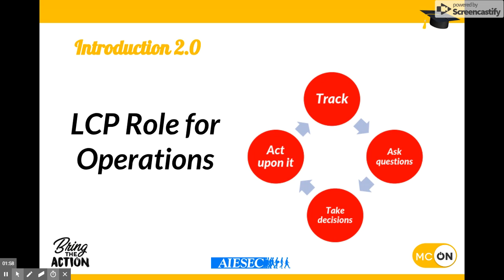Then the second step is to start asking questions. You need to, through these questions, try to understand what is the bottleneck that the operation is having, and what is that thing that is stopping the operation. Then, based on these questions, you need to take decisions. You need to see what are the things that you are going to change or propose to change in order to solve this bottleneck and make your operation grow.